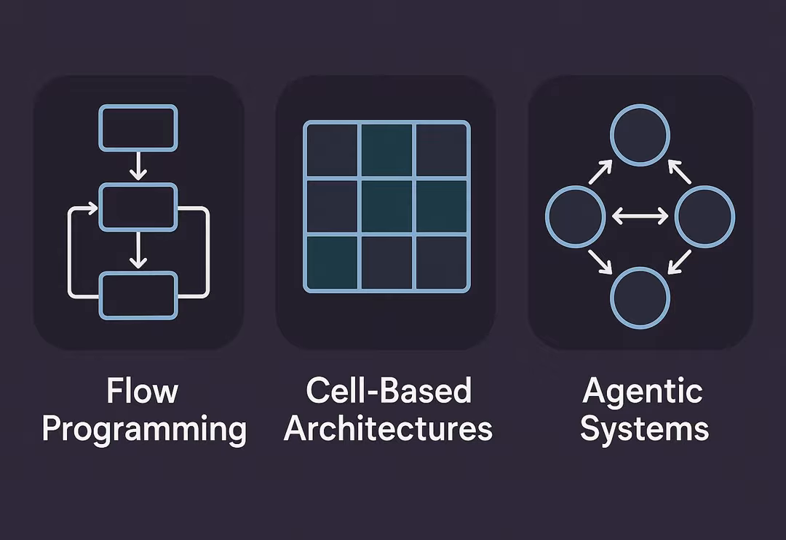Right. What's really fascinating here, and it's a key shift, is the central role of the data itself. In FBP, applications are viewed as these interconnected networks of asynchronous processes. The key is these processes don't directly call each other like functions normally do. How do they communicate then? They exchange data, but only through explicitly defined external connections. Think of workstations on an assembly line, passing parts between them via conveyor belts.